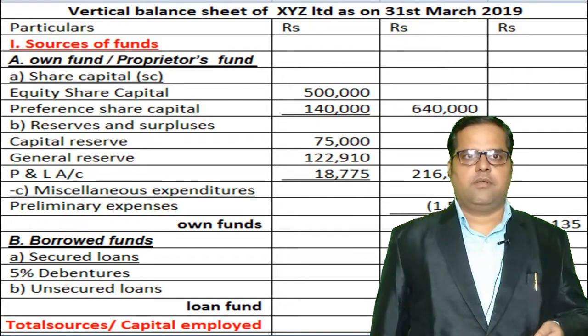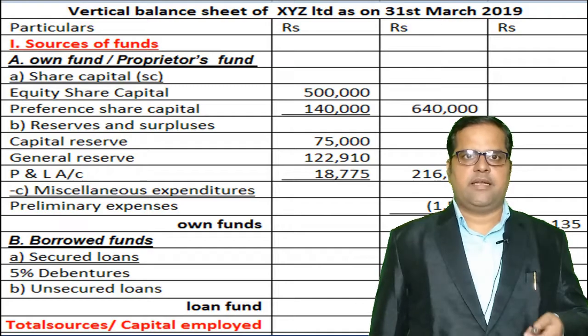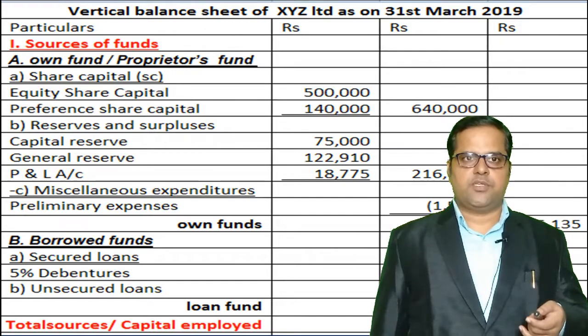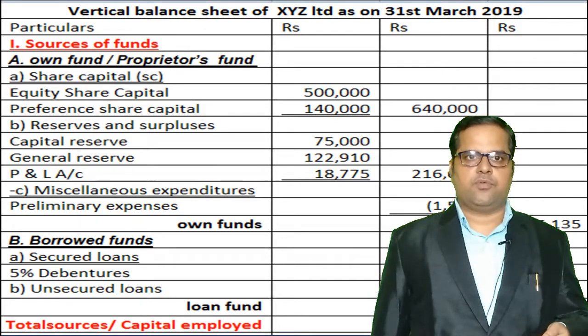Once the marking is done, our job becomes very easy. We have to follow a fixed format. Let us see what is the format. You begin with Roman 1, sources of funds. Under that we have to cover two major heads, that is own fund and second borrowed fund. Under own fund we have to record share capital, reserve surplus minus miscellaneous expenditure. So once you know this format, we just have to write the values at appropriate places.